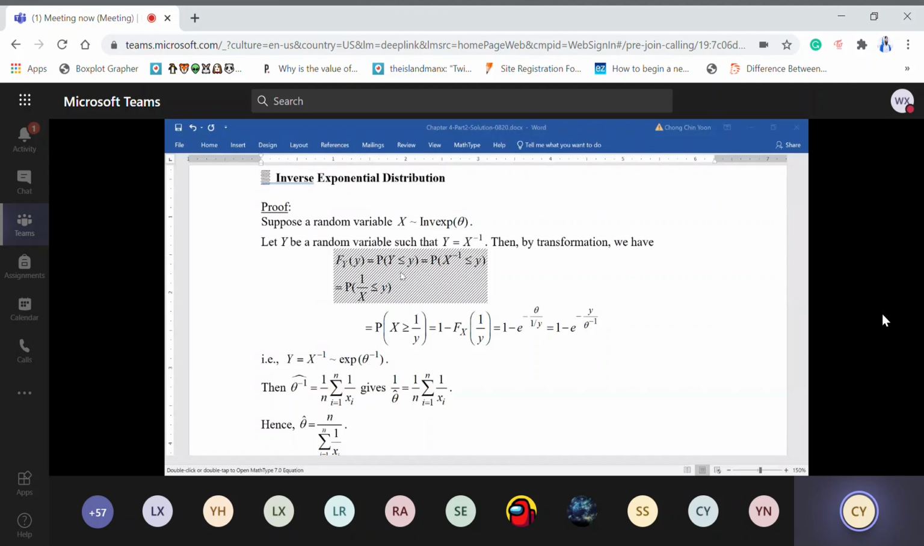Because when I type in MathType, I think Microsoft Teams cannot read it unless I come out of MathType. So I can see this is equal, right? Okay, the inequality would not change yet.